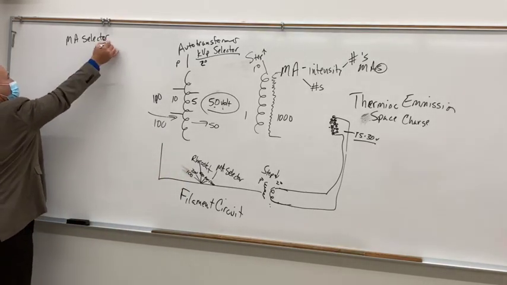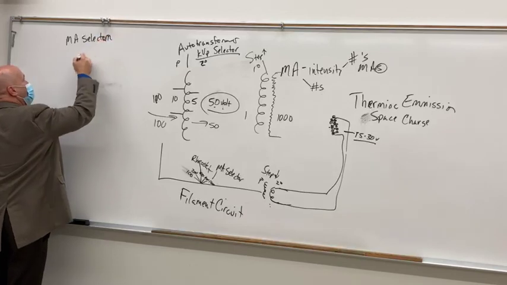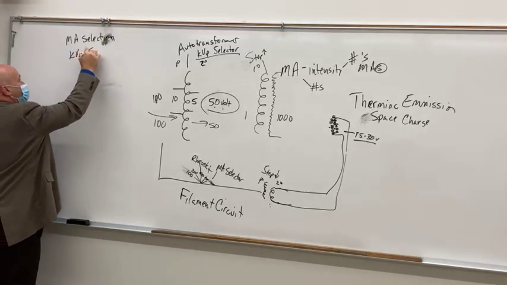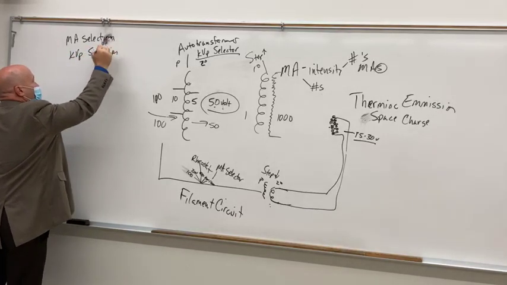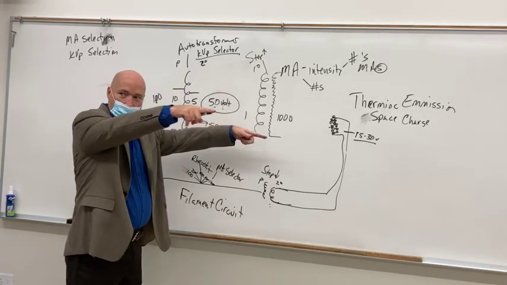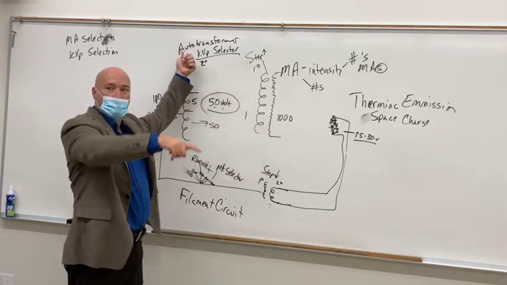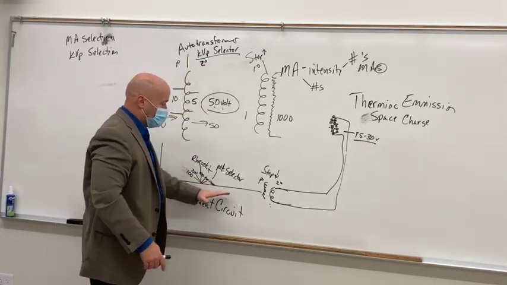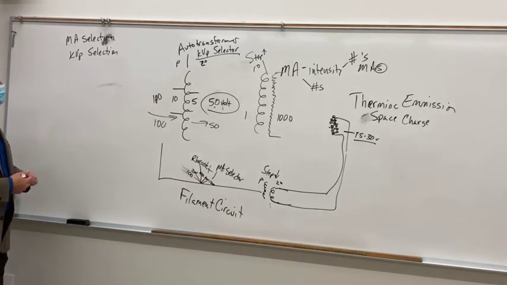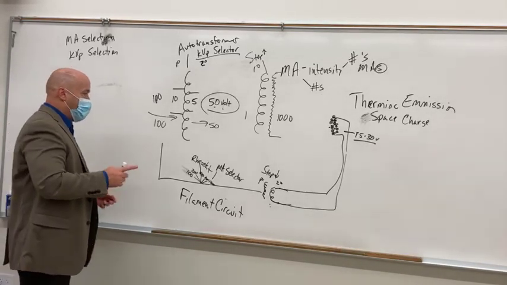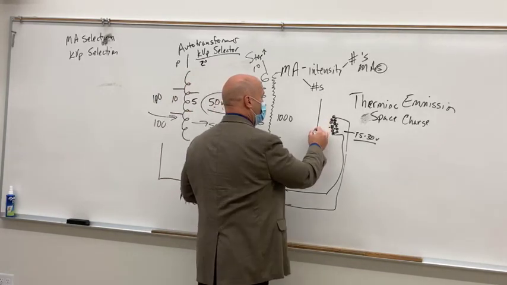All right, so that's two things. We've got mA selection and kVp selection. kVp selection is by adjusting the contacts on the secondary side of the autotransformer, right? mA selection is in the filament circuit before it gets to the step-down transformer. Now, we don't get mass until we send the electrons across the tube.